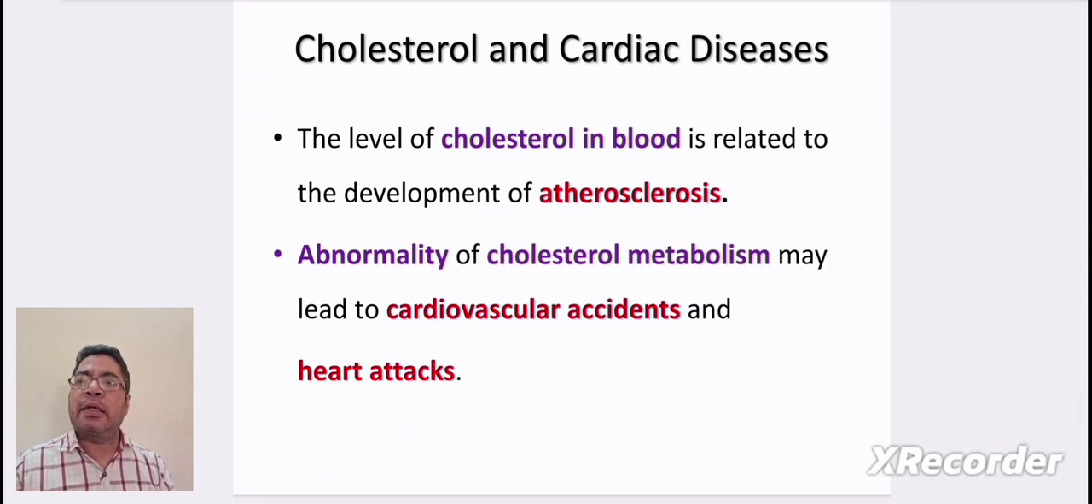Coming to cholesterol and cardiac diseases. The level of cholesterol in the blood is related to the development of atherosclerosis. Abnormality of cholesterol metabolism may lead to cardiovascular accidents and heart attacks.